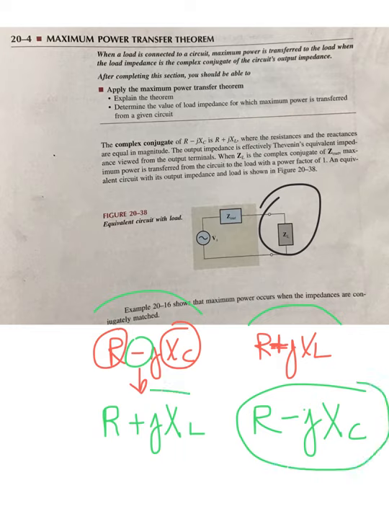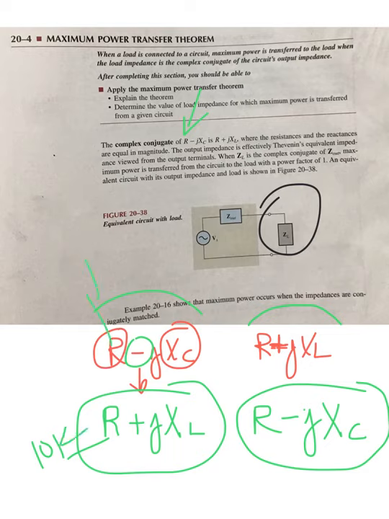That's how you derive the maximum power. You can see up here they're trying to show you this. The complex conjugate of R minus JX sub C is R plus JX sub L, where the resistance and the reactance are equal in magnitude. So if this is 10K, it was 10K up here. If this is 1K, it's 1K down here. You don't have to do a whole lot.